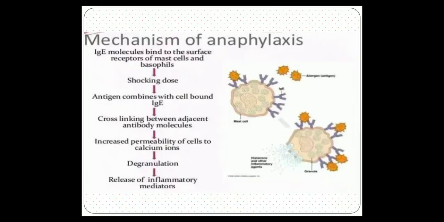Okay guys, now let's see in a bit easier way what happens in the mechanism of anaphylaxis. IgE molecules bind to the surface receptors of mast cells and basophils. Then the shocking dose. Shocking dose means the second encounter of the same allergen, the allergen entering again for the second time. Now the antigen combines with the cell-bound IgE, the sensitized mast cell, as we call it. Then cross-linking between adjacent antibody molecules occurs. Here you can see the cross-linking taking place, two antibodies cross-linking the same allergen. And then increased permeability of cells to calcium ions occurs, and finally degranulation occurs. Degranulation means you can see the cell burst out, and the granules come outside of the cell, releasing inflammatory mediators.